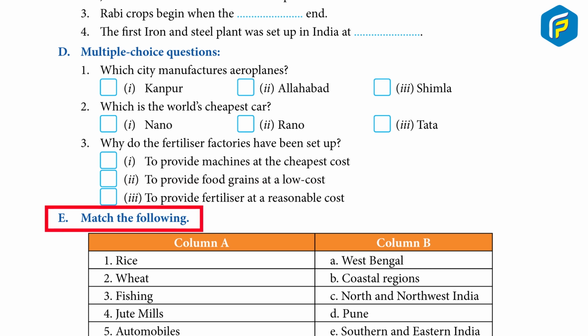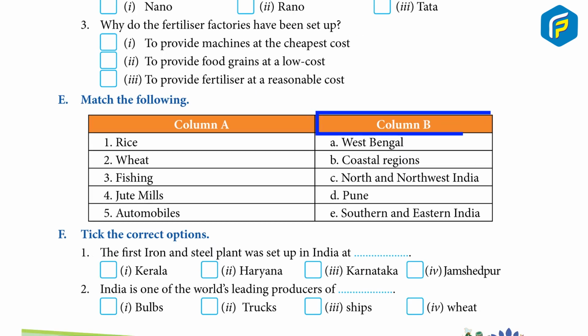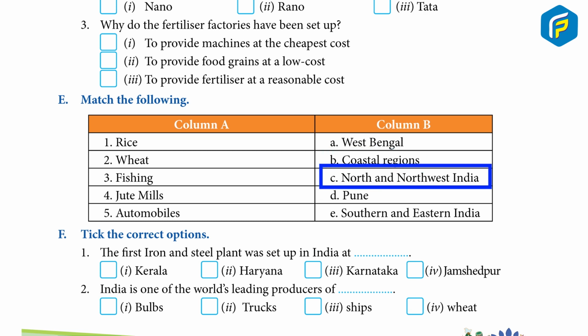E. Match the following. Column A, column B. 1. Rice, 2. Wheat, 3. Fishing, 4. Jute mills, 5. Automobiles. A. West Bengal. B. Coastal regions. C. North and Northwest India. D. Pune. E. Southern and Eastern India.